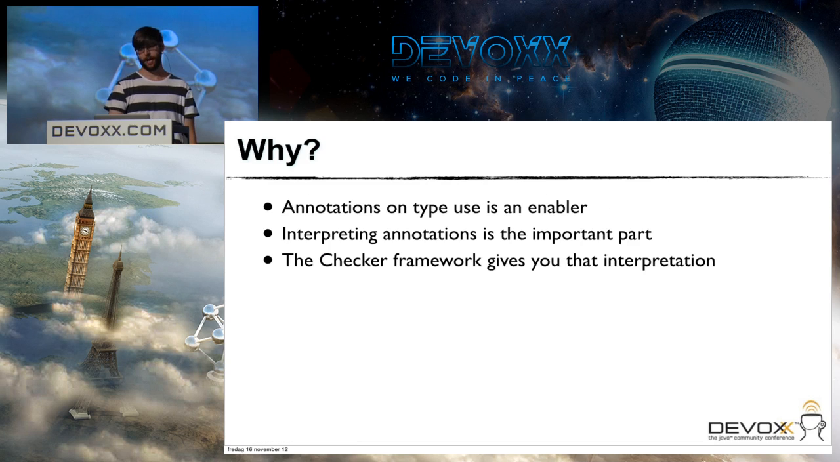So, why would you want to do that? Well, we see type annotations as an enabler. And it's a little bit like with all annotations. The annotations themselves are mostly metadata. They're telling something about your code. It is when you interpret the metadata that that's the fun part, that's the interesting part. So this is an enabler, and what we want to enable is what we call the Checker Framework, and that gives you the interpretation of these.